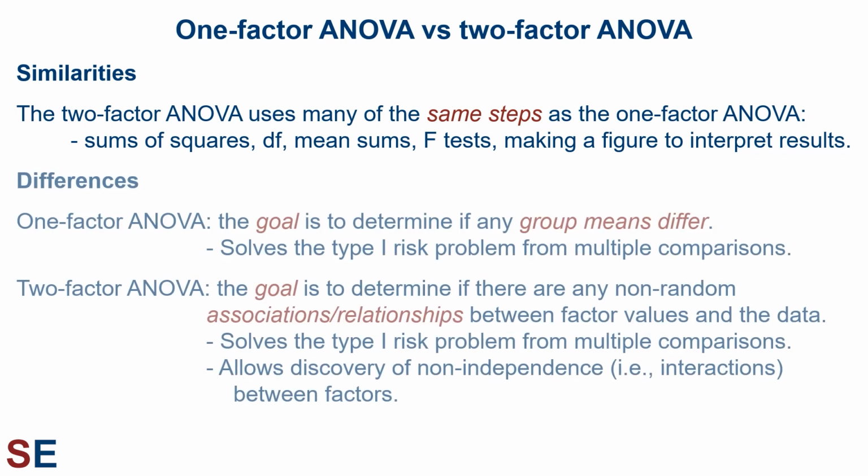The two different ANOVA techniques differ in their purpose, however. For the one-factor ANOVA, the goal is to determine if any group means differ. The main purpose of this technique is that it solves the type 1 risk problem arising from multiple comparisons when doing pairwise tests.